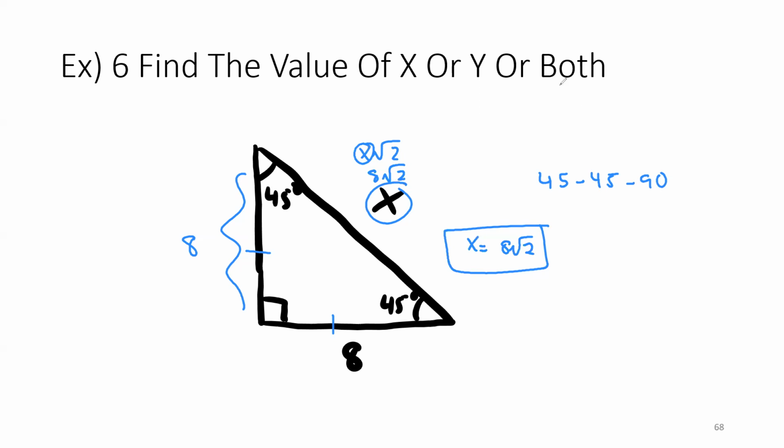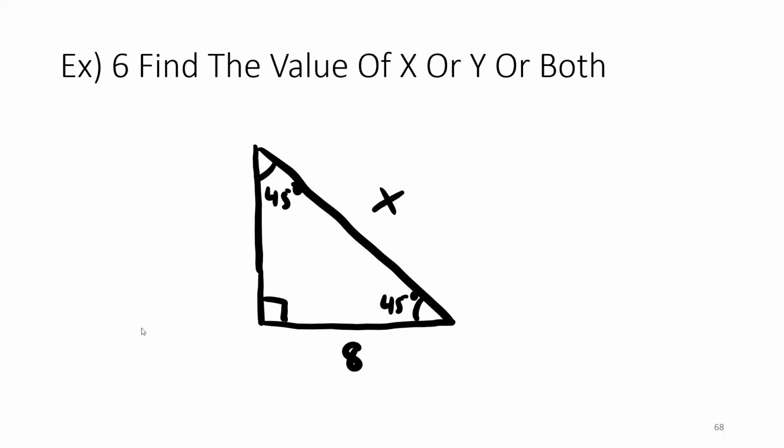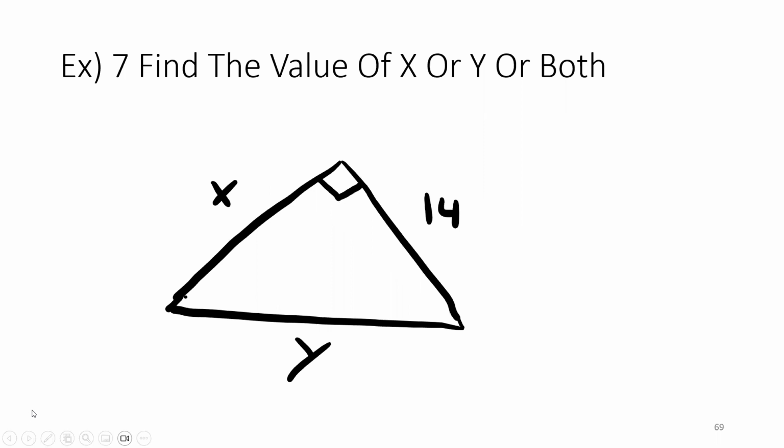Okay, so let's move on to example 7. It says find the value of x or y or both. So on example 7, I'm missing a piece. This is an isosceles triangle. This length here is the same. I forgot to say that these are congruent. So this makes it a 45 triangle, right? So yeah, I was missing this piece of information.